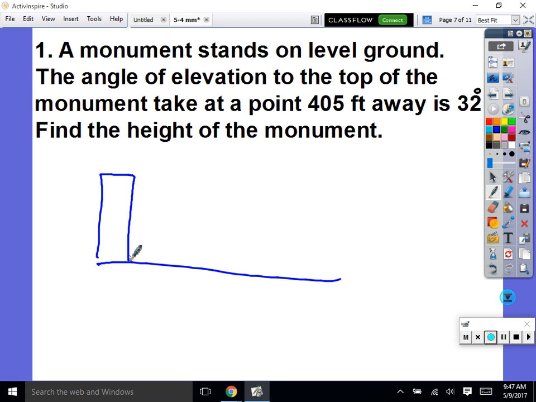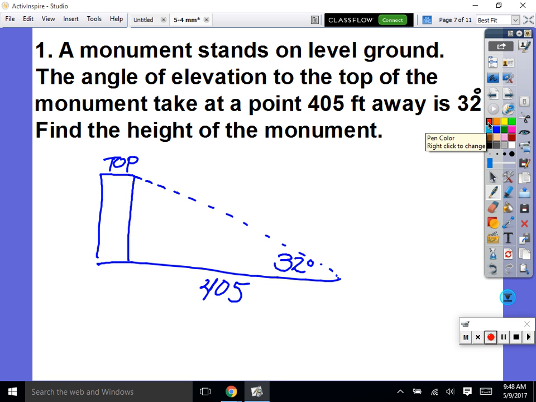It says the angle of elevation to the top. Sorry, I have a bad cough. The angle of elevation to the top of the monument taken at a point 400 feet away is 32 degrees. So now, isn't that from the angle of elevation to the top? Here's the top. Good, so wouldn't my angle of elevation be down here? And it told us that 400 feet away, the angle of elevation is 32. So you'd put in your 32 degrees down there, and that's 405. Now it says, find the height of the monument.